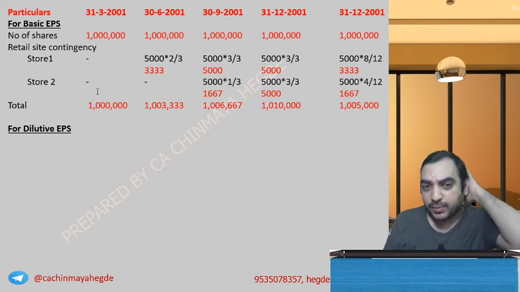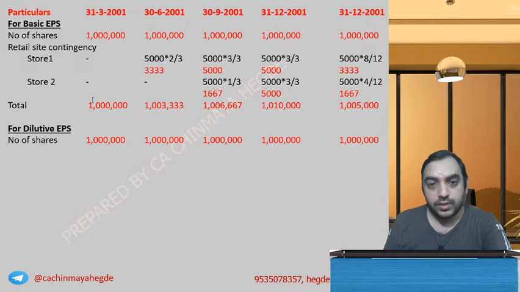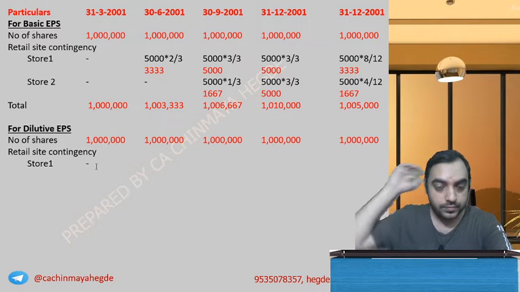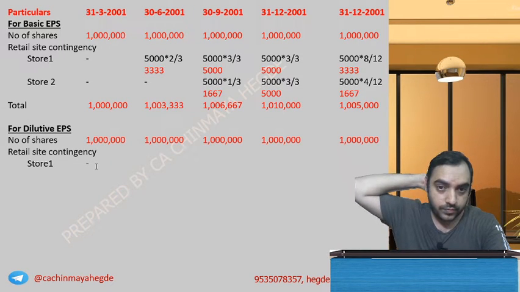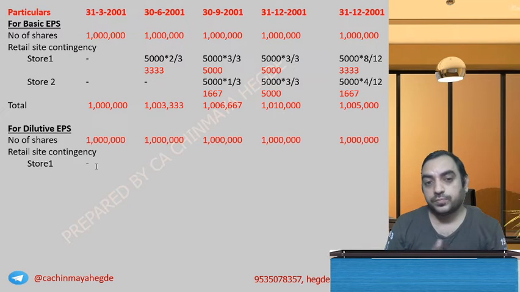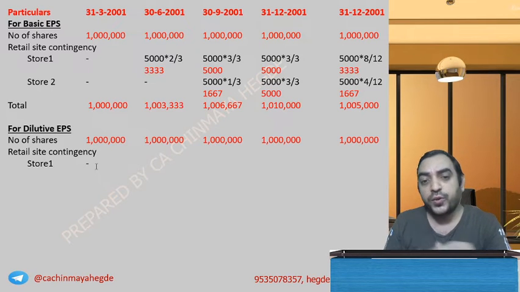This number of shares remains the same only, that doesn't change. Retail side contingency, store 1. For the first one, nothing. Now, how much are we going to take here?